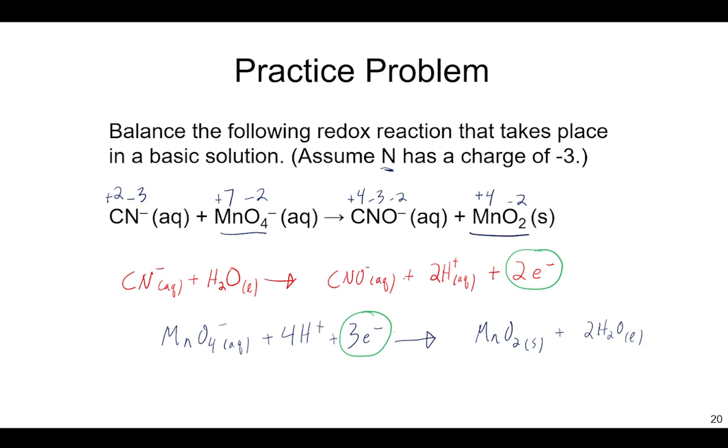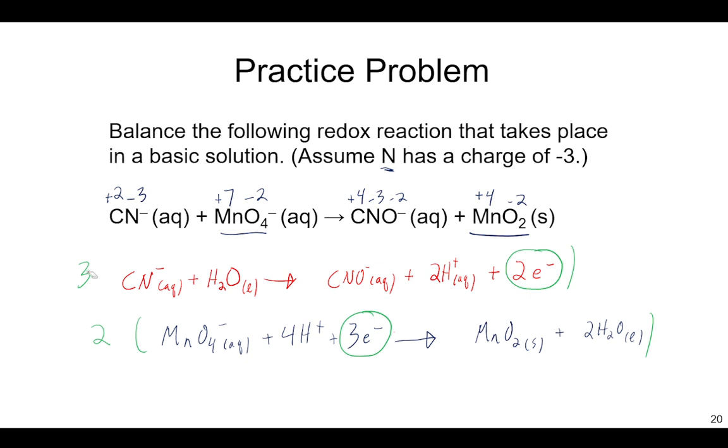So I need to multiply the top reaction by 3 because I'm going to make these electrons 6 in the end. And I'm going to multiply this second reaction by 2 to make this second reaction have 6 electrons. All right, so the common multiple between 3 and 2 is 6, so I need to multiply reactions appropriately so that each reaction here has 6 electrons.